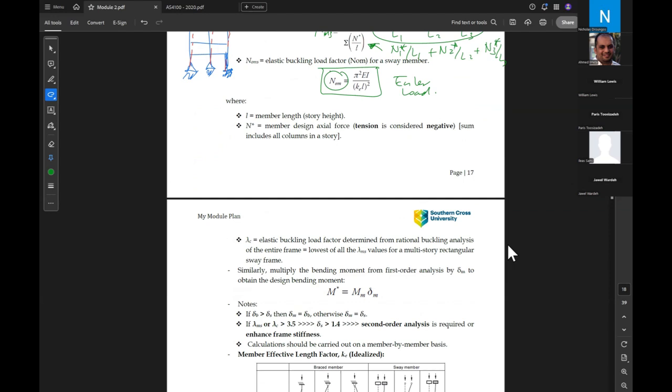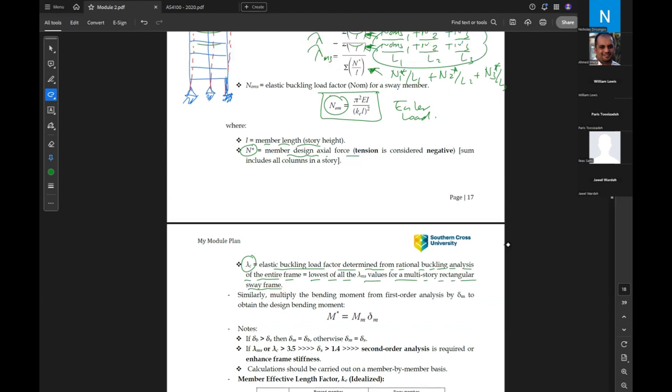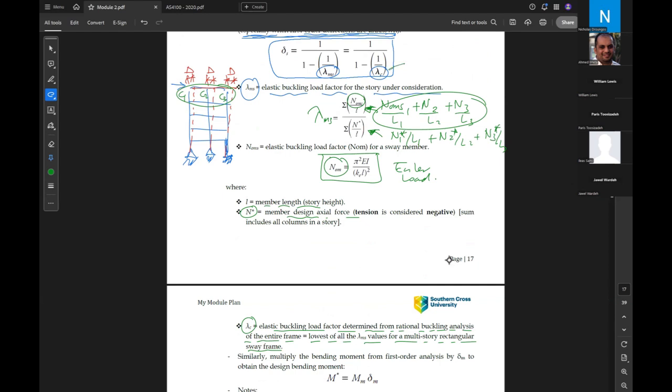Okay, and what is lambda C? L is the member length, N star is the applied axial force. Lambda C is the elastic buckling load factor determined from the rational buckling analysis of the entire frame, equal to the lowest of all the lambda ms values of the multi-story rectangular sway frame. So if you need to use this one, lambda C, you need to do a rational buckling analysis.